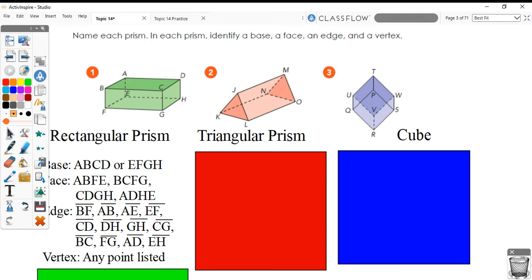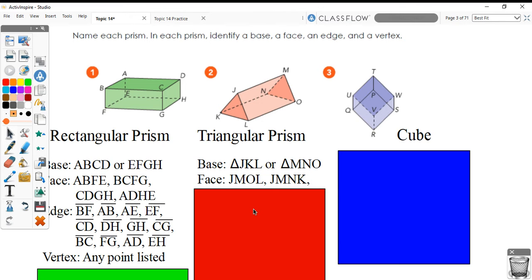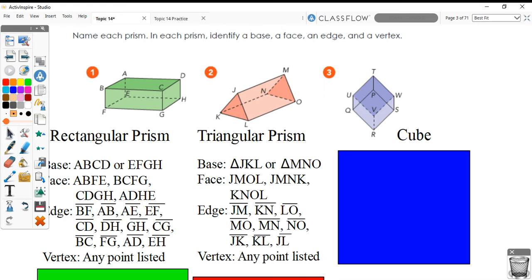Okay, up next we've got a triangular prism. So the two triangles, MNO and JKL, those are your bases. The faces are the rectangles in between them. I'm looking at JMOL, JMNK, and KNOL. Any of those right there that are listed, any of those could be considered edges. And just like before, any of the points listed right there could be considered a vertex. Okay, any of those points where you've got multiple edges that all come together at one spot.